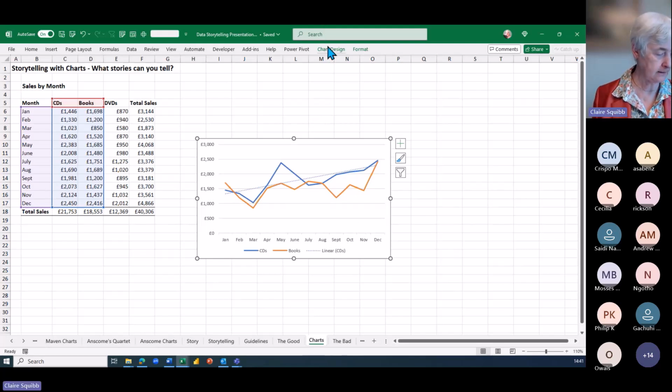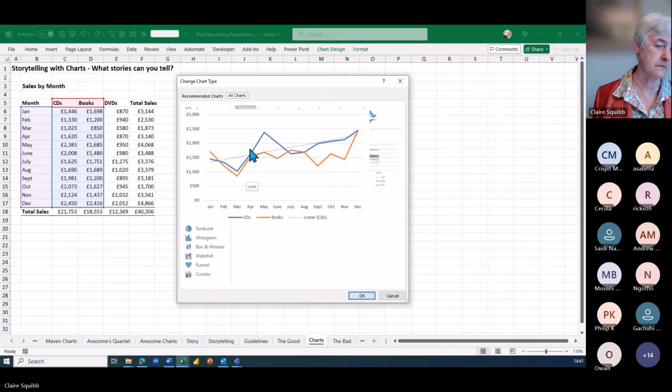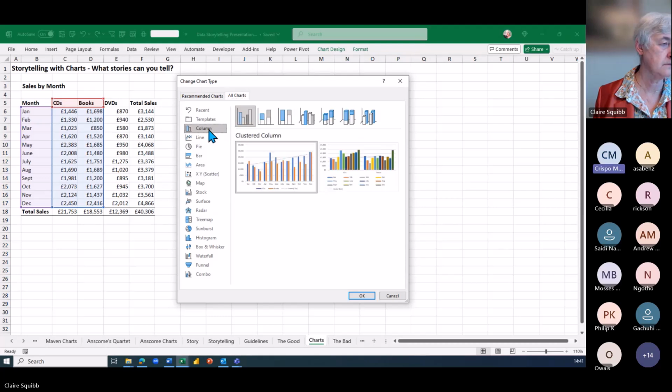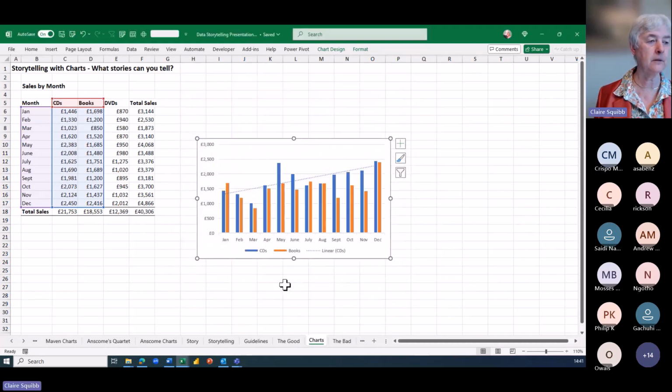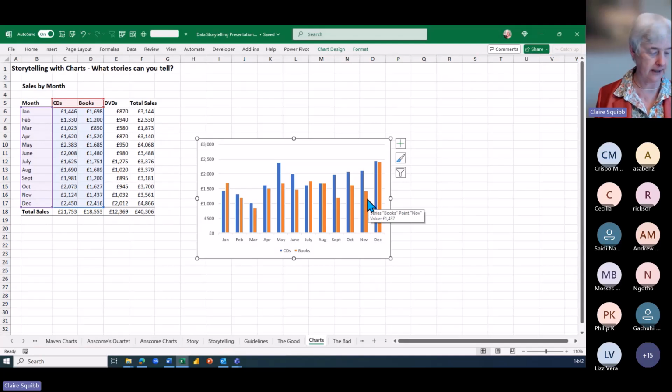Let's change it again. So I'm going to go for a clustered column. I shall get rid of the trend line now. Good. Okay, cluster column. Yes? Was that a question? No. Okay, so this is a clustered column here. You can see that relationship between CD sales and book sales, with books almost always below CDs.